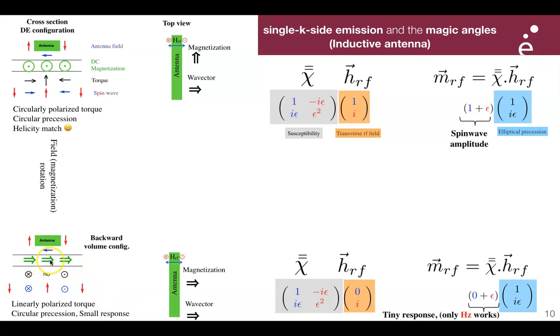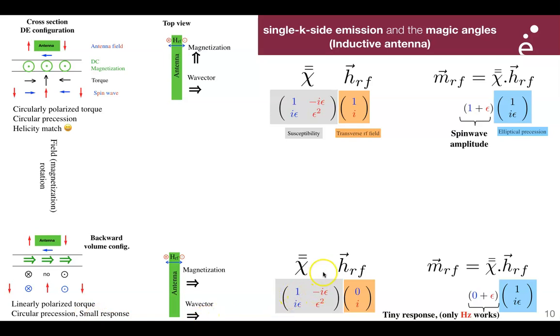So you have your magnetization here in green and still the field from the antenna in red and blue. What you can see is that for the torque, there are some positions at which you have no torque, simply because the magnetization is parallel to the RF field. So you now have a torque that is linearly polarized in space, while of course the precession of the magnetization is still circular. So you want to excite circular precession with a linearly polarized torque, and this is not that efficient. You have a tiny response, okay?